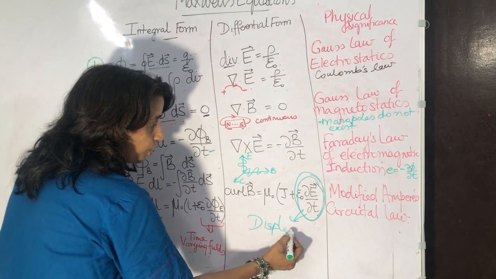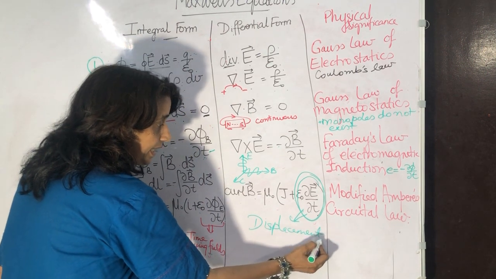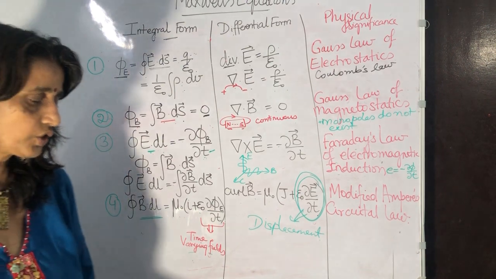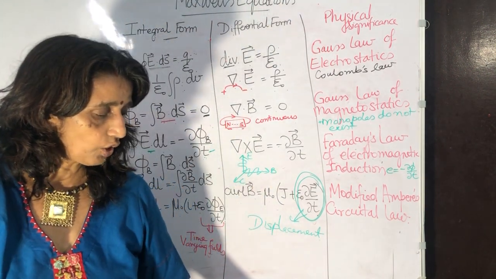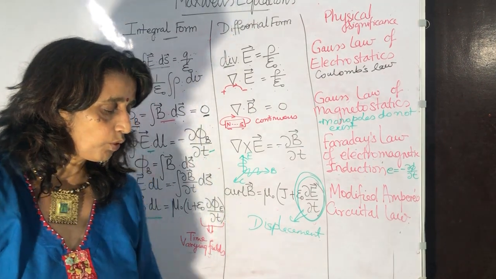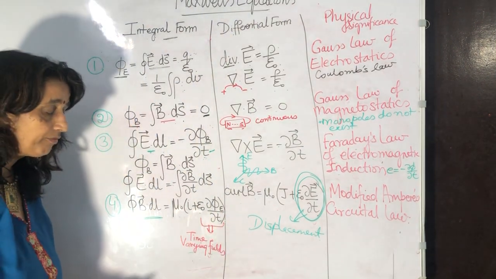displacement current because of the electric charges. So it is the generalized form of Ampere's circuital law. It is valid for both steady and time varying fields.